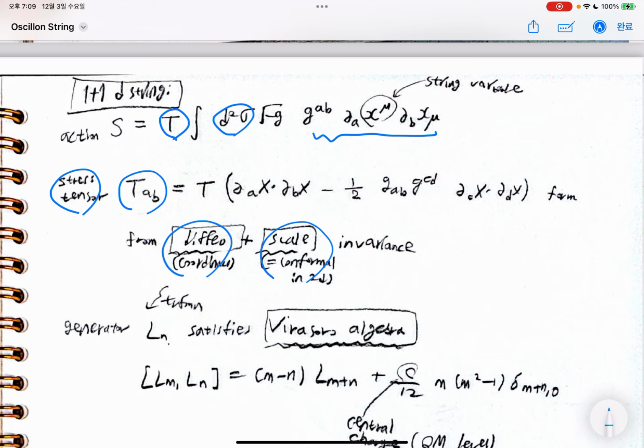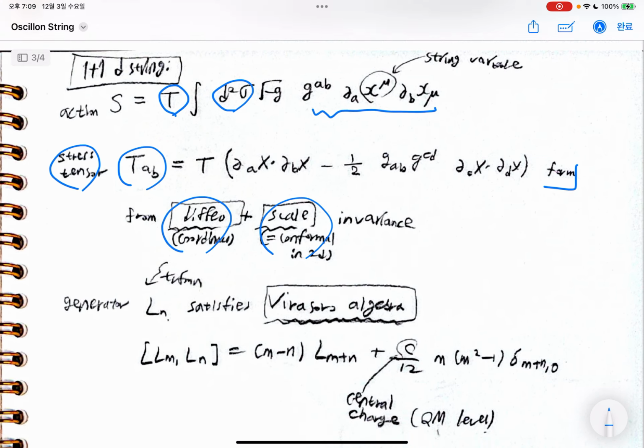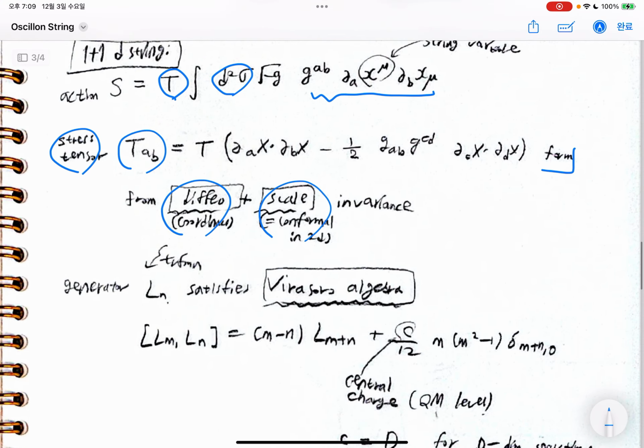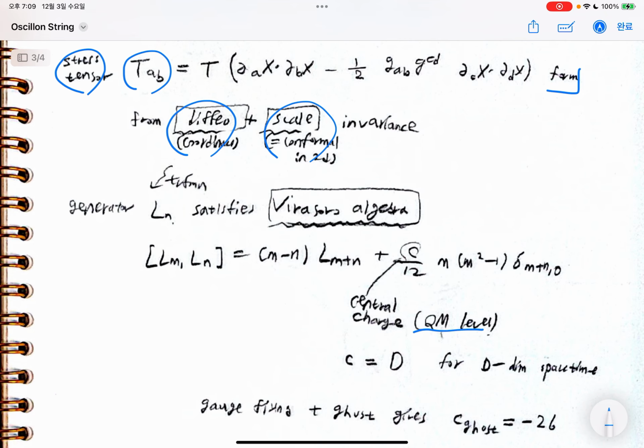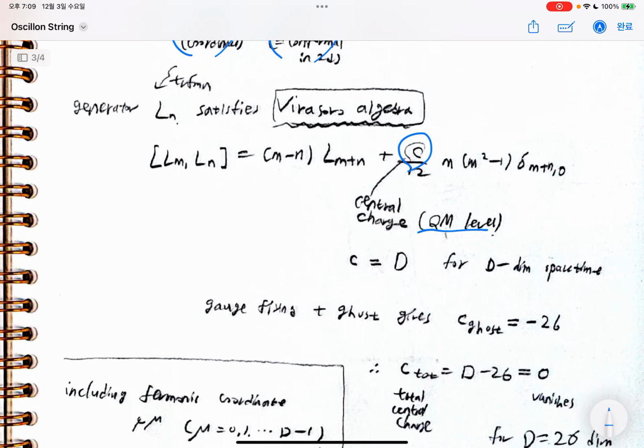So the stress tensor has the following form. This can also be obtained by the Noether theorem. And by some transformation, we can obtain the generators L_n, which satisfy the Virasoro algebra. And at the quantum level, there will be central charges that appear. Such a central charge is equal to d for the d-dimensional space-time.